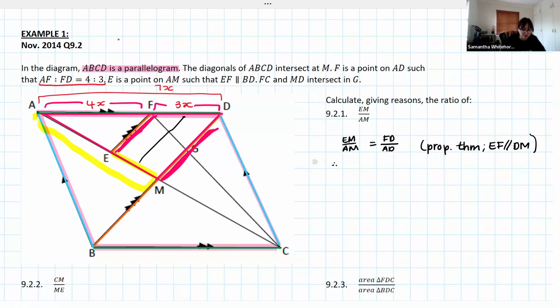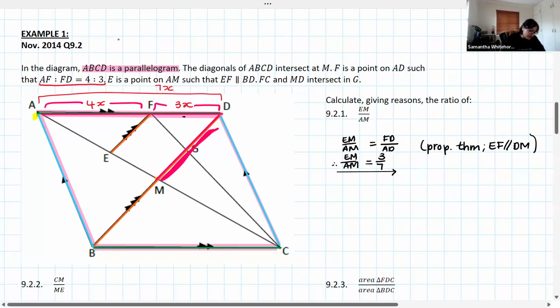And then because we know that FD over AD has already got a ratio, we can now state that EM over AM is equal to, now the ratio of FD was 3x, so 3 parts. And remember I said earlier, because we were given AF and FD, we automatically know what AD is, 7 parts. So that ratio is 3 is to 7. And so now we're starting to gain more information about what's happening in my triangle here.